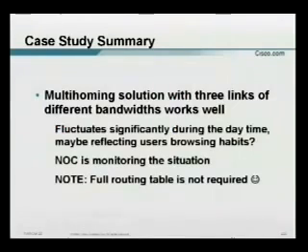Anyway, the multi-homing solution with 3 links of different bandwidths works well. It does fluctuate during the day, probably reflecting users' browsing habits. Still don't need a full routing table. The default route is good enough. Remember, the default route is really the full routing table. It means that your upstream ISP knows how to get to the rest of the internet. So that's all you need from them, just the default.